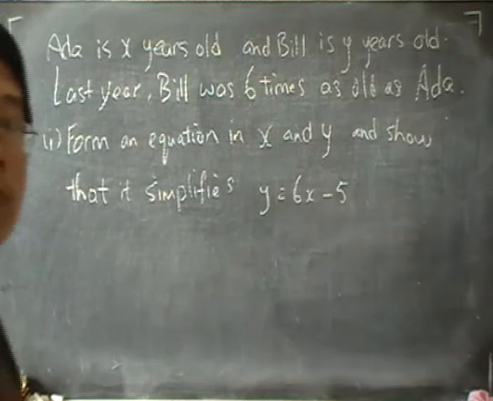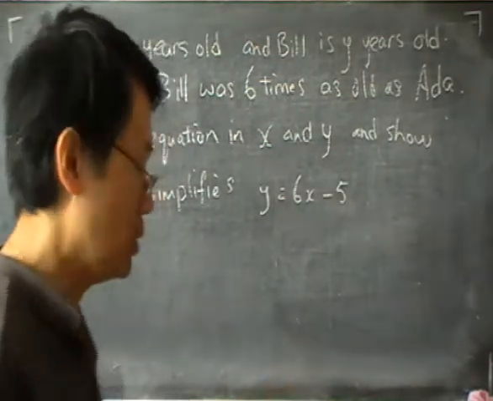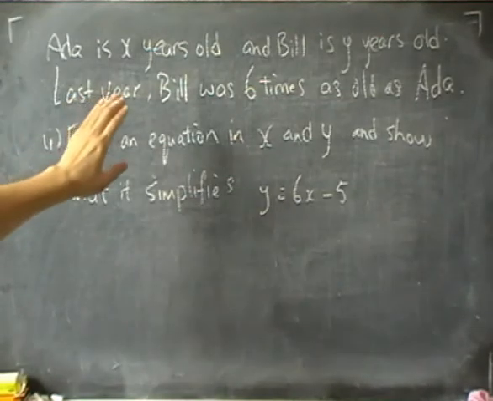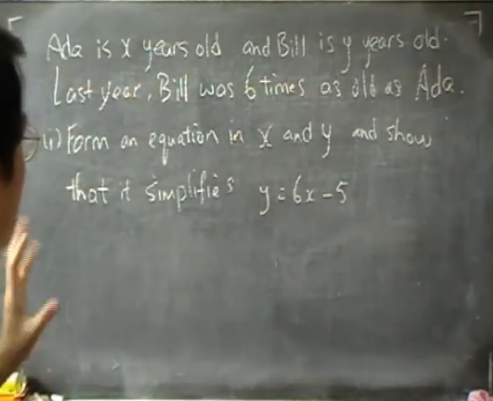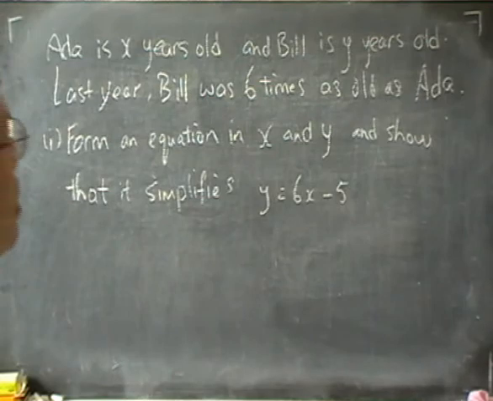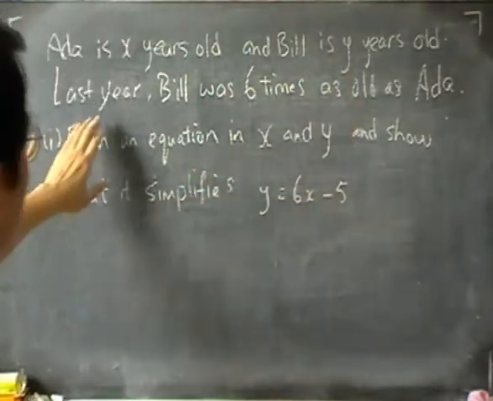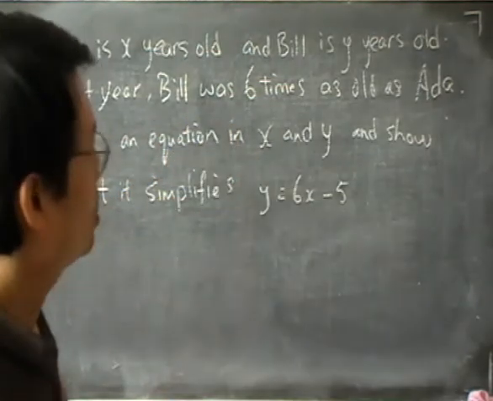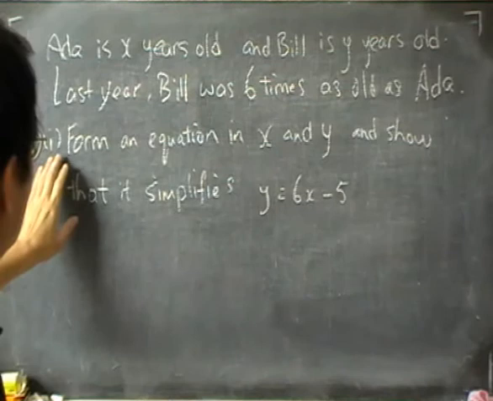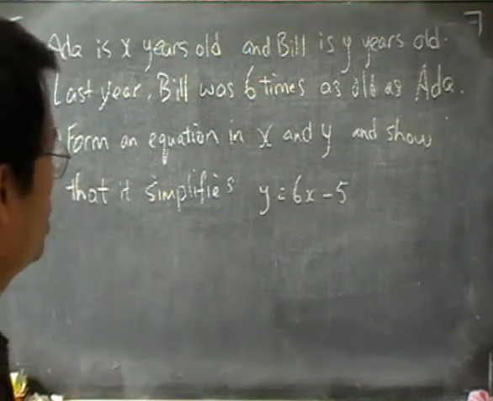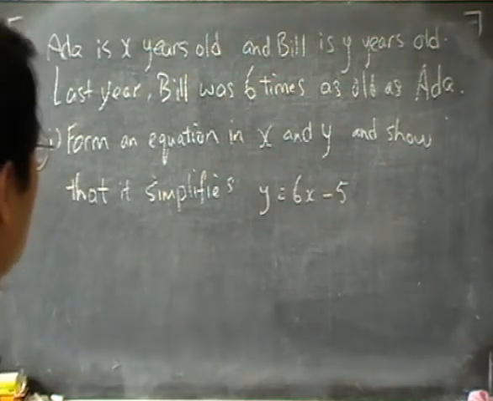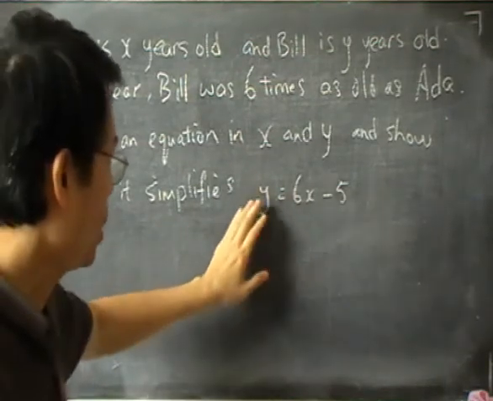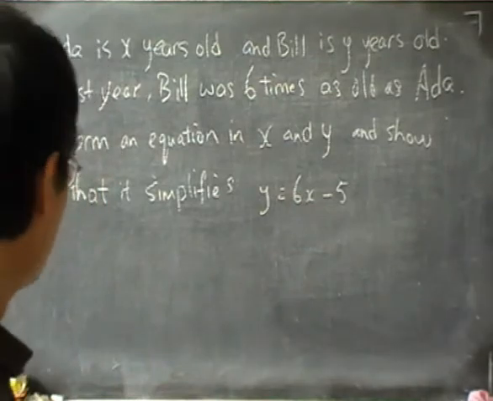Let's look at this example, this question now. Ada is 8x years old and Bill is y years old. Last year, Bill was 6 times as old as Ada. Form an equation in x and y and show that it simplifies to y equals 6x minus 5.